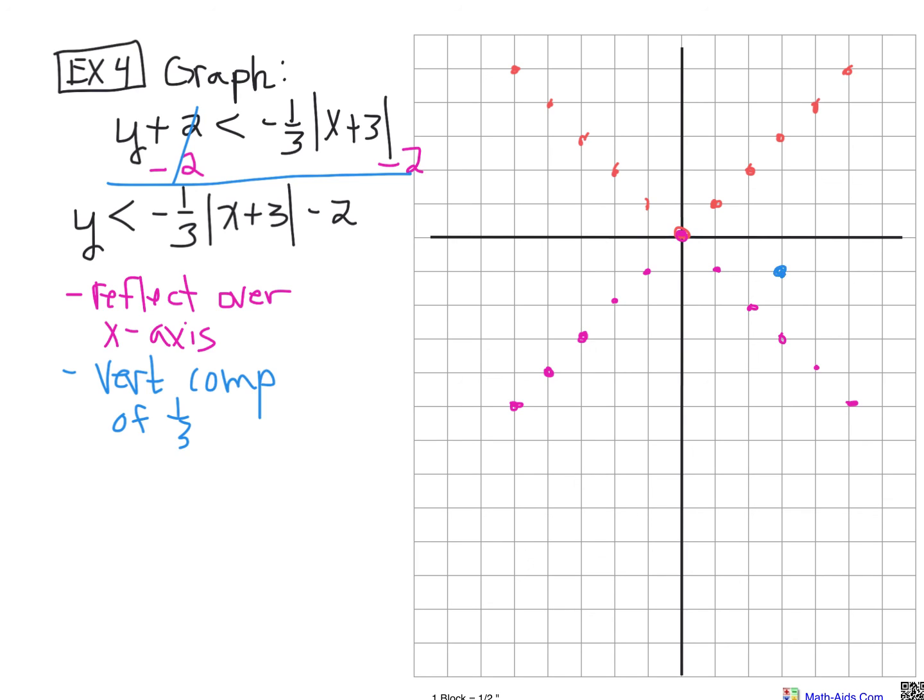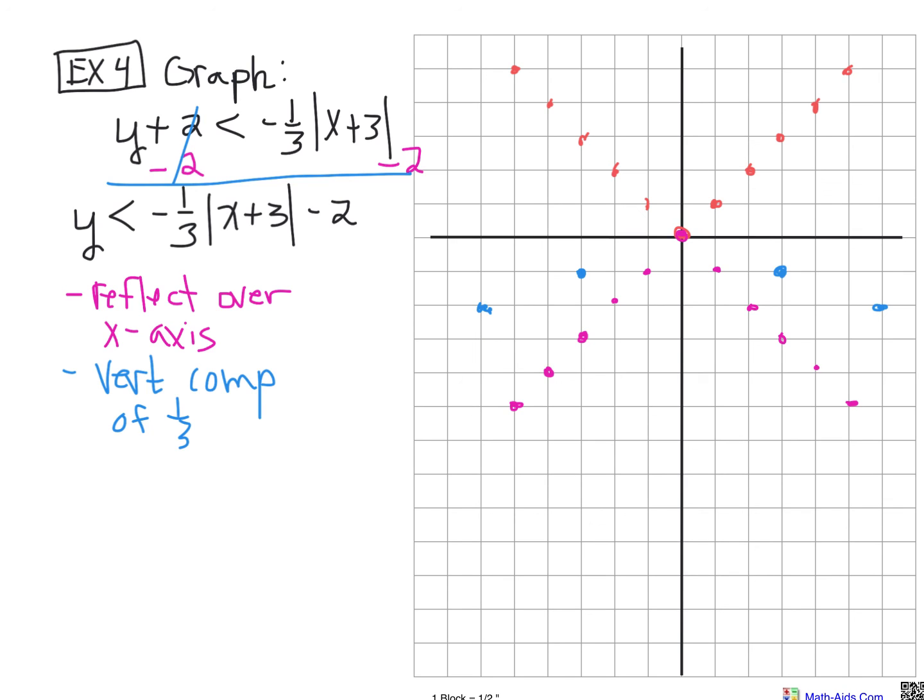Then I'm going to do that again, and that's all the room I have for that one. Then I'm going to do it to the other side. Down 1, but to the left 3. Down 1, left 3. So as you can see, this is going to be my reflection along with my vertical compression.